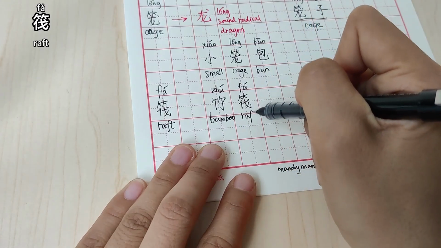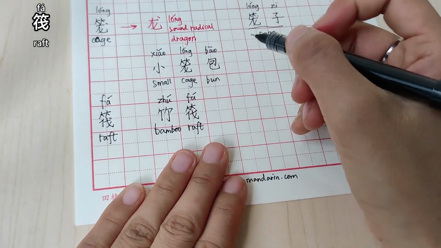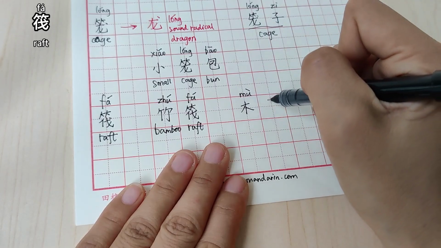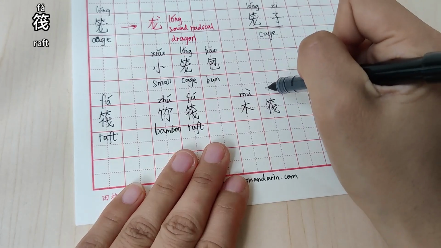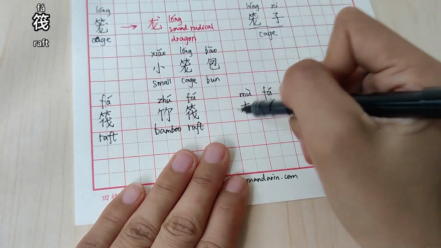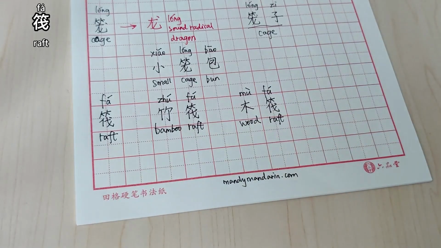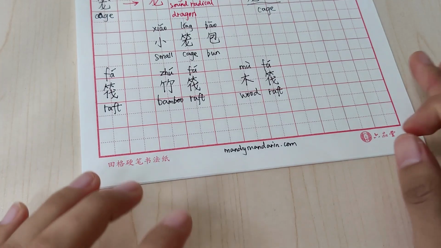Bamboo raft. And if it's made of wood, then you can say 木筏. Wood raft. So if you are going to travel in China, if you are going to visit Guilin, you can take the 竹筏 to float on the river. Moving on to the next one.